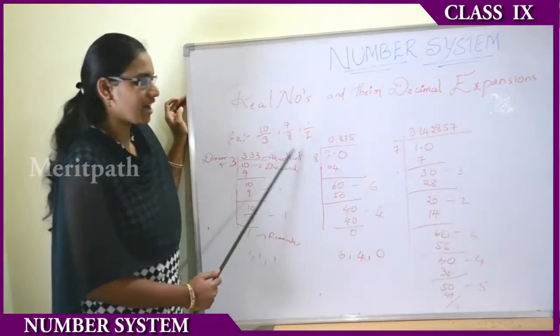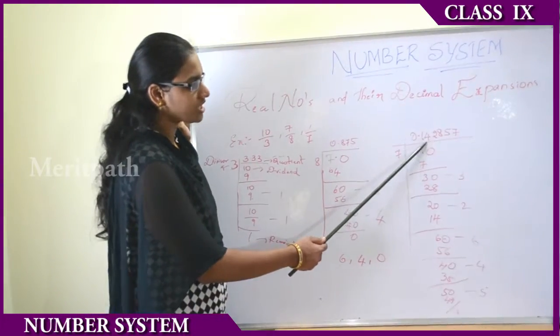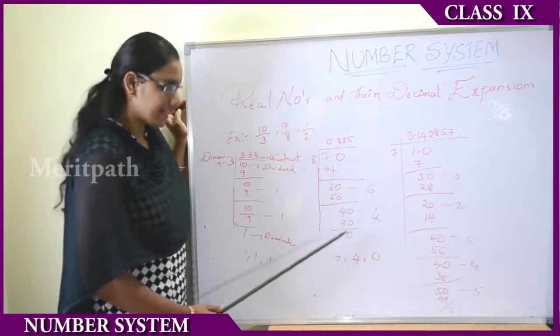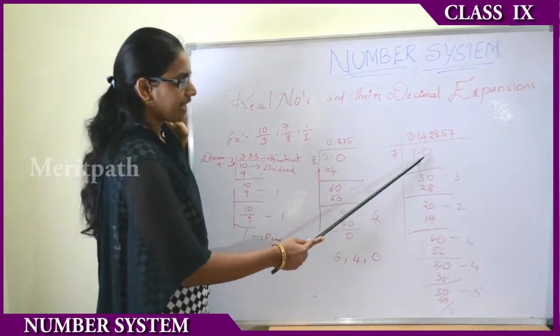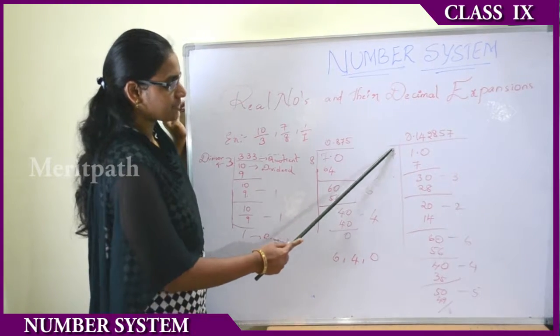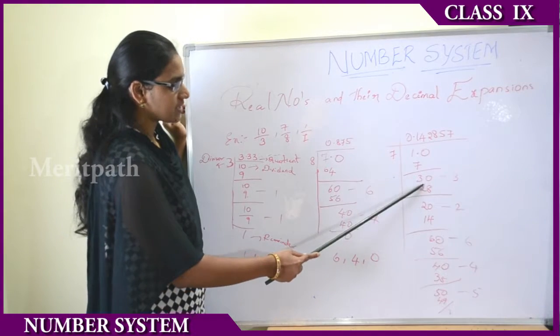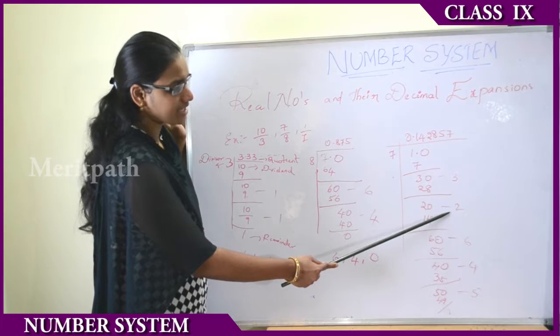Now let us see 1 by 7. When we divide 1 by 7, we obtain the quotient 0.142857. Let us borrow 0 and keep 7 1s are 7. The remainder is 3. And let us borrow 0, and 7 4s are 28, and the remainder is 2.